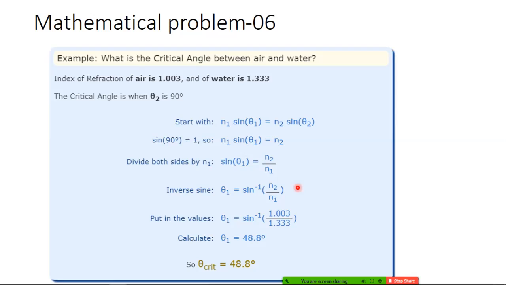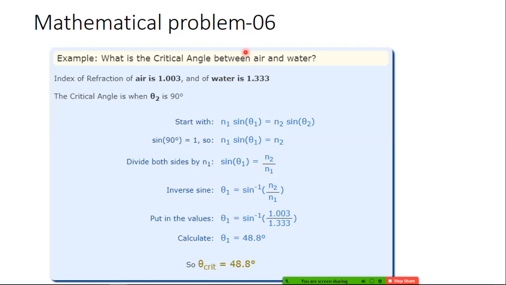Our next question is what is the critical angle between air and water. The index of refraction of air is 1.003, and the refractive index of water is 1.33, and we have to calculate the value of theta 2. For the condition of a critical angle, the angle of refraction, that is theta 2, is 90 degrees.